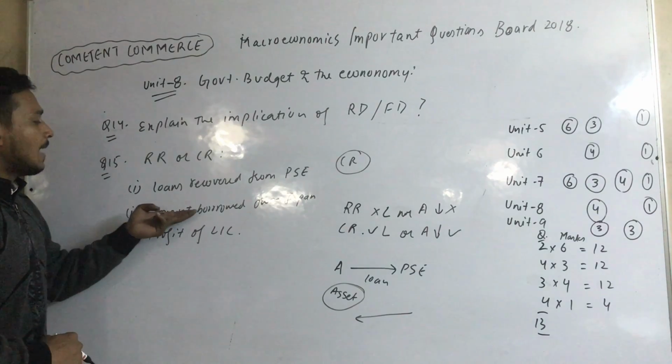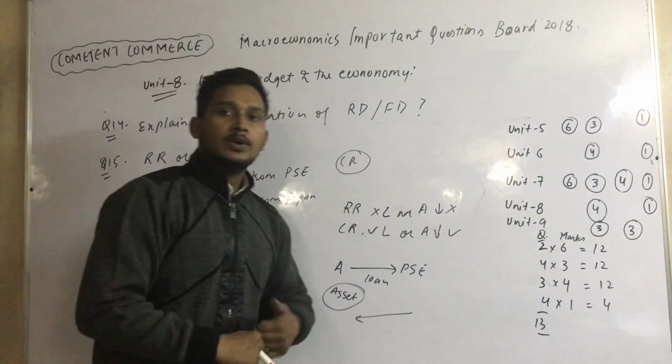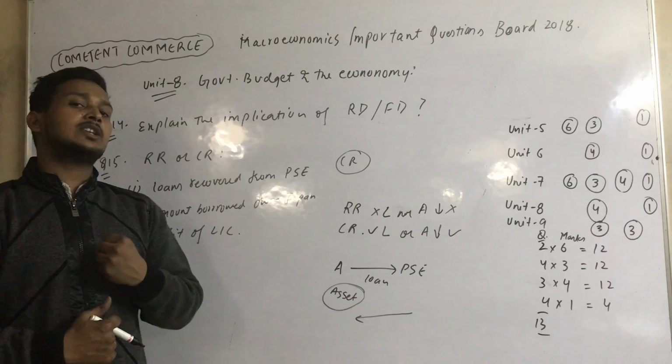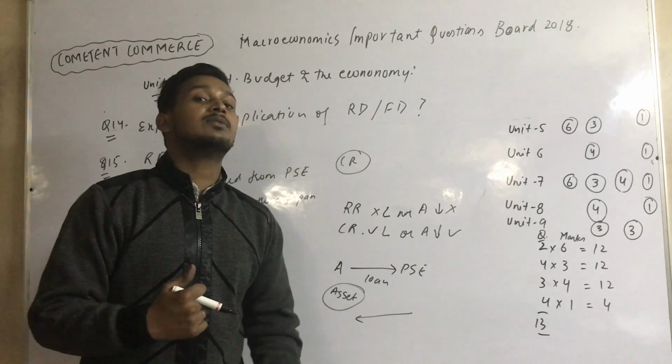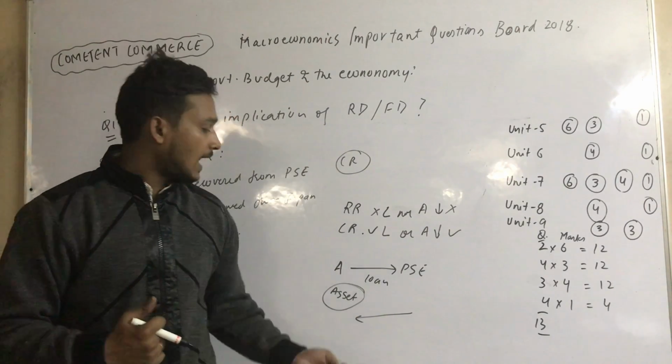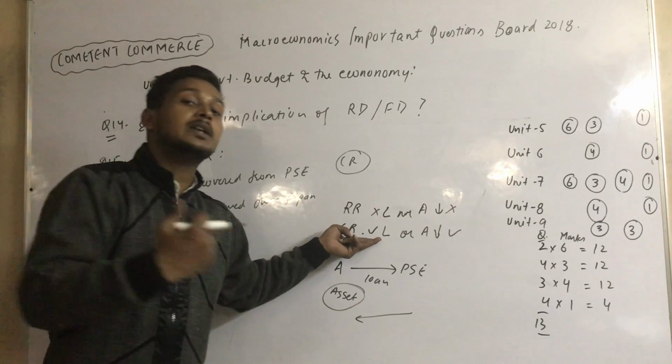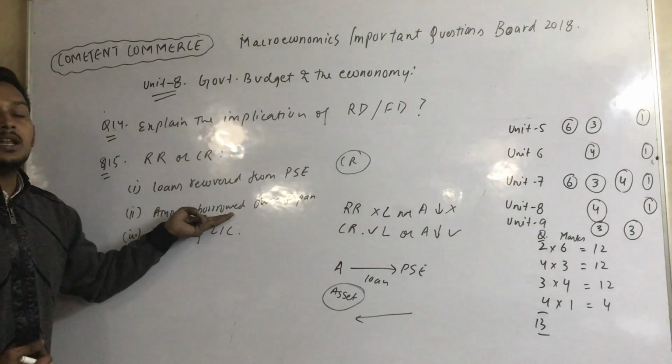Now the second is amount borrowed from Japan. When the amount is borrowed from Japan by the government, that means the liability of the government is increased. When the liability is increased, that means the liability is created. Therefore, it is a capital receipt.